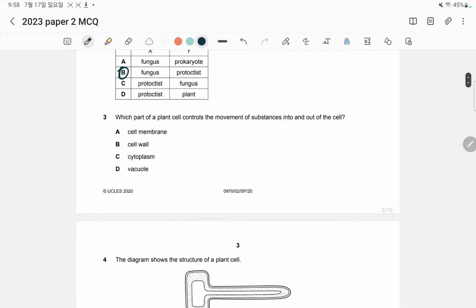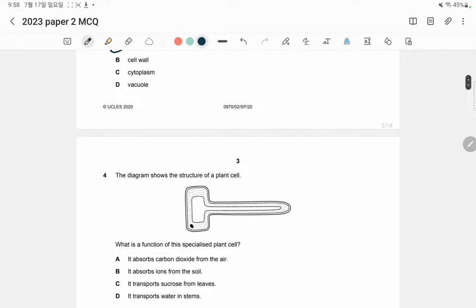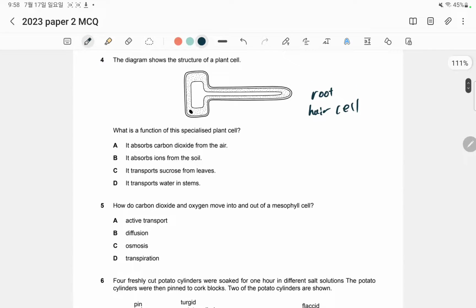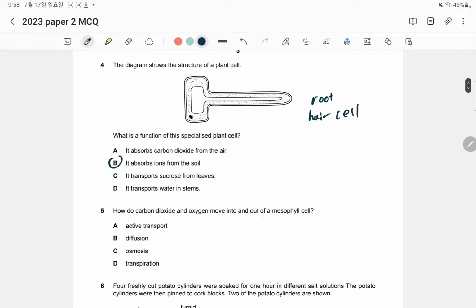Number 3, which part of a plant cell controls the movement of substances into and out of the cell? This one's really easy. A, straightforward, cell membrane. So we have a diagram of a root hair cell. And then the answer would be B. It absorbs ions from the soil.